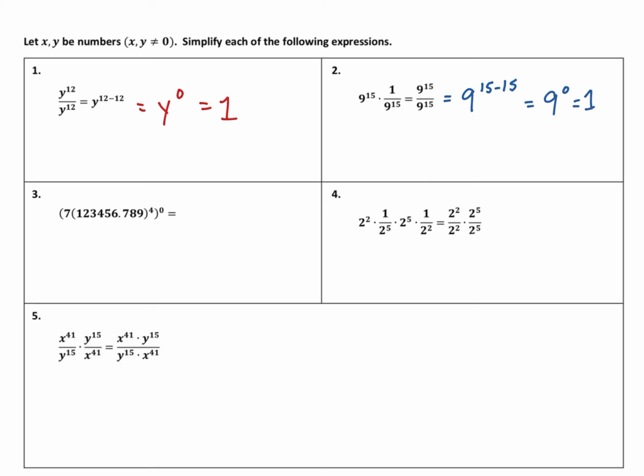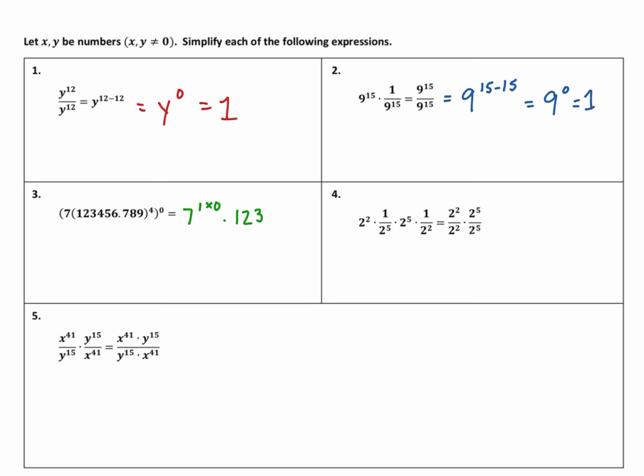In number 3, we have 7 times 123,456.789 to the 4th power, and all of that is to the 0 power. There is a property of exponents that says if something to a power is then to another power, we multiply those powers. Remember, 7 is to the 1st power, but it's being multiplied to the 0 power.